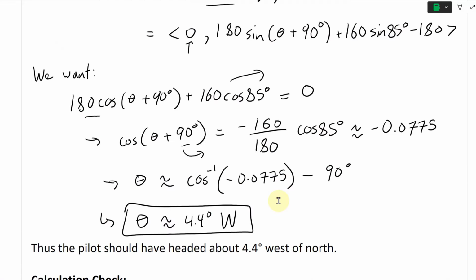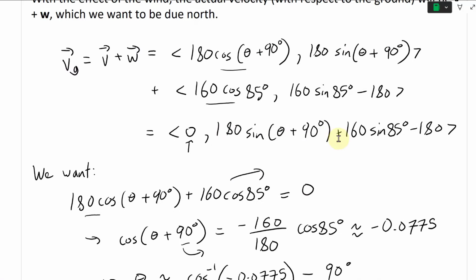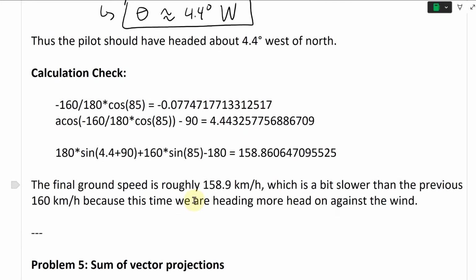And also, lastly, I added this one right here. We weren't asked, but we can use this to solve the ground velocity. And basically, it's heading due north, so all we need is the j component. So 180 sine theta plus 90 plus 160 sine 85 minus 180. So plug that all inside, and I just use this 4.4, just easier. I just round it up. So 180 sine 4.4 plus 90, and then plus 160 times sine 85 minus 180. Plug this into the calculator. We get 158.86. So I rounded up.